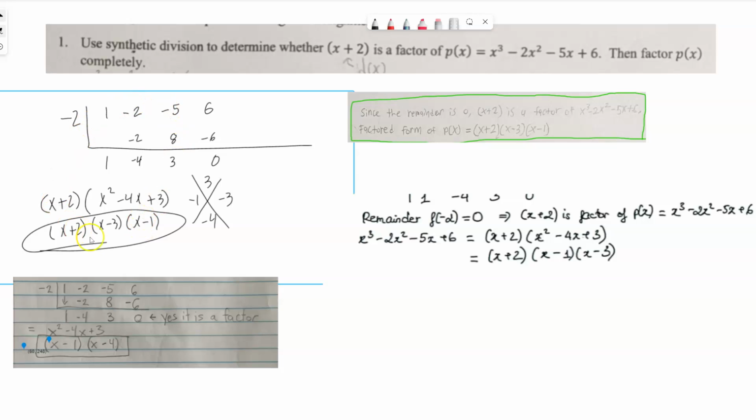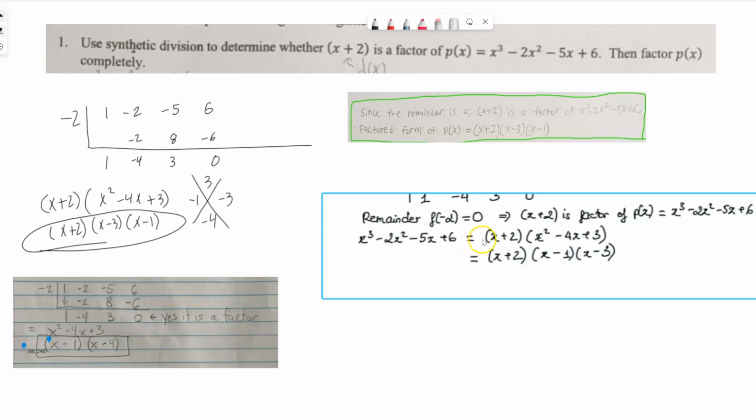So this is great work. They just needed to tell me since the remainder is 0, x plus 2 is a factor, and then label this as p of x equals, and they get 100%. Here you can see the issue. They don't have the full factored form, and they have a kind of a quasi answer there. It's better there, worse there.